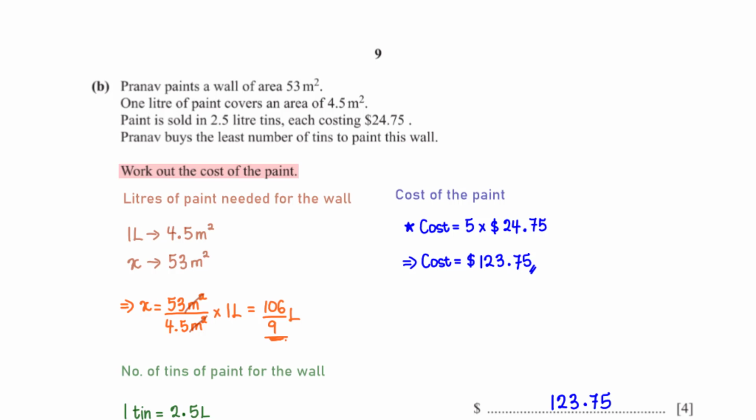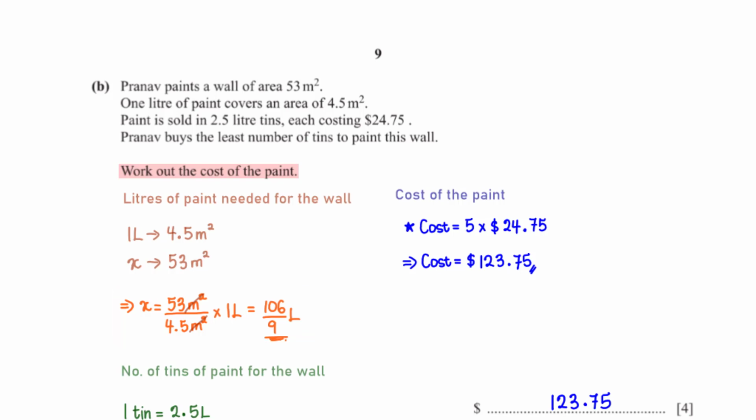First, let's find the liters of paint needed for the wall. We know that 1 liter of paint covers an area of 4.5 meters squared. We want to find the liters of paint for an area of 53 meters squared. This is what we are calling X. When we cross multiply and make X the subject, this is what we get, which is equal to 106/9 liters.